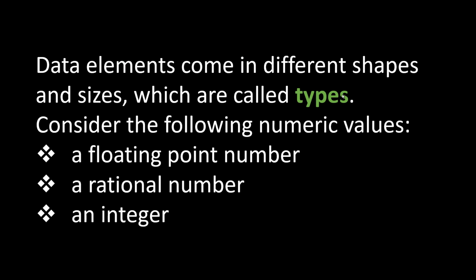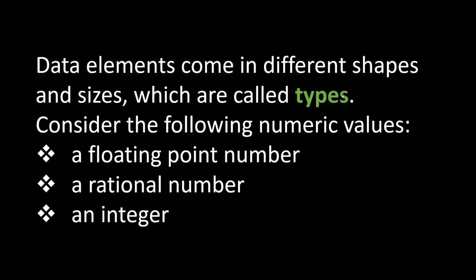Actually, what is the definition of a type? Data elements come in different shapes and sizes, which are called types. Consider the following numeric values. For example, a floating point number, a rational number, an integer. These three different types of numbers, and in general, different data types, can take different amounts of memory in the computer.